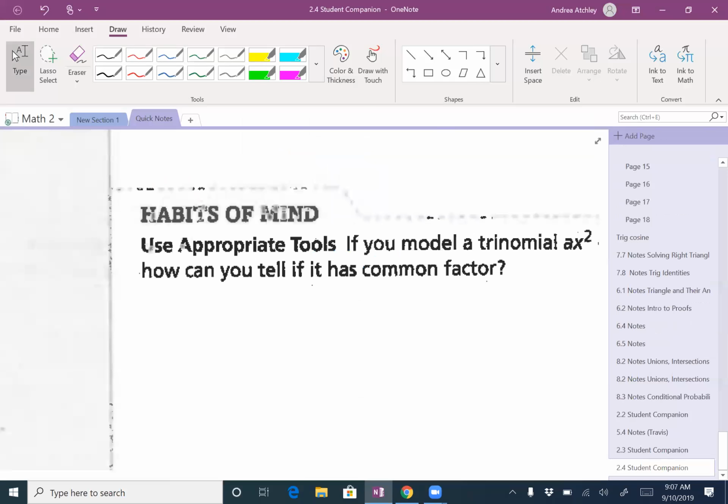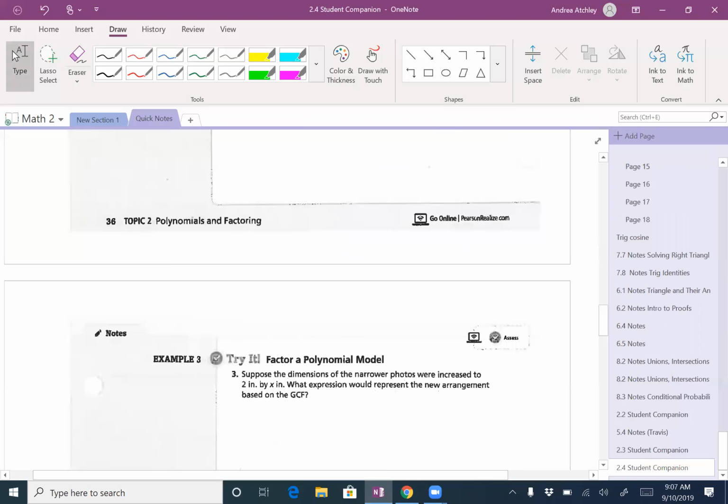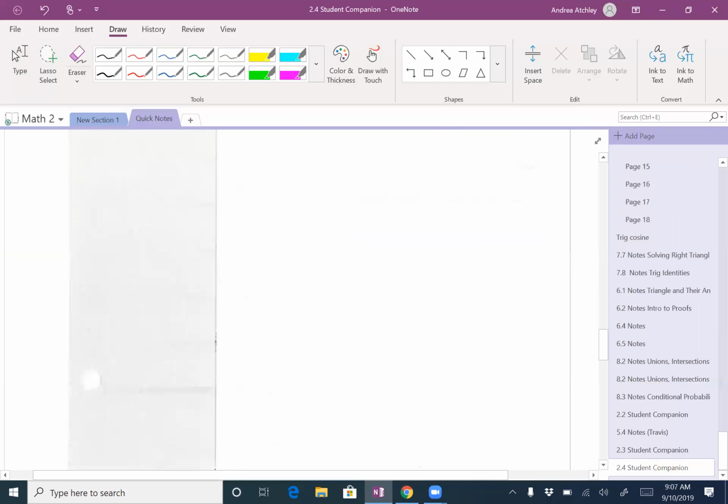We're going to move. So we're going to skip a couple pages. We're now going to go past 37 to page 38.